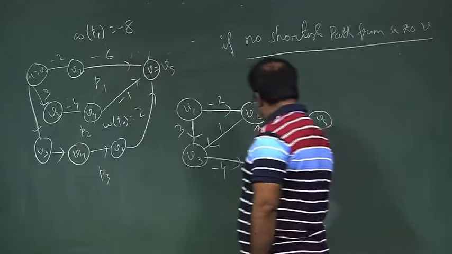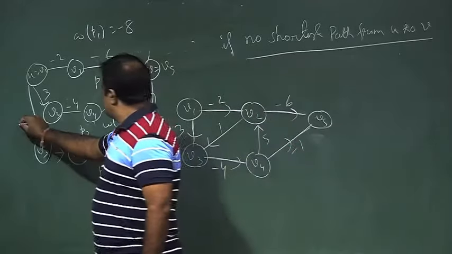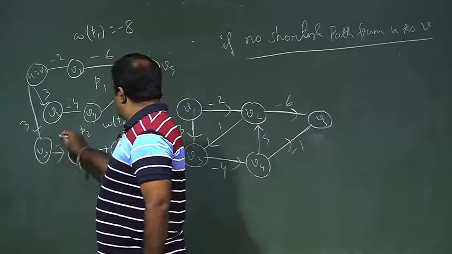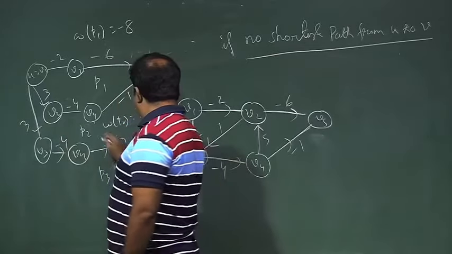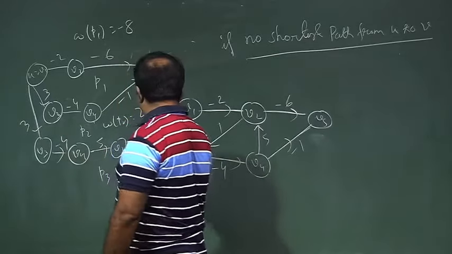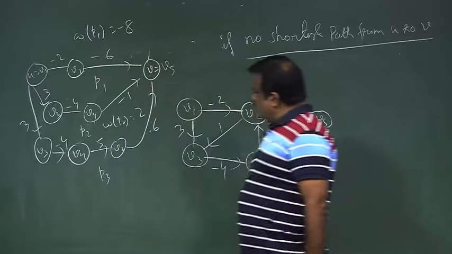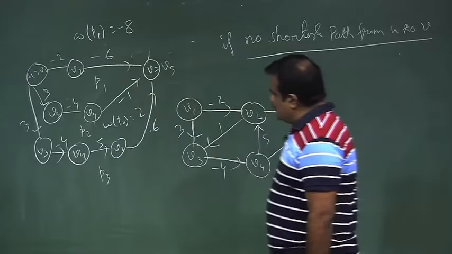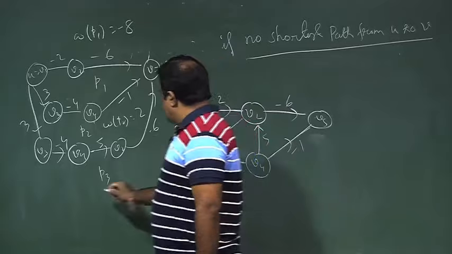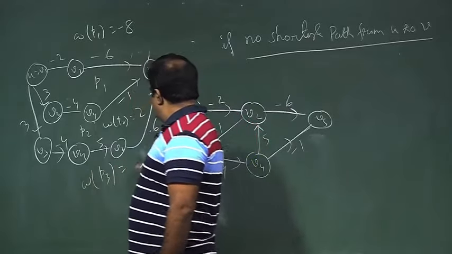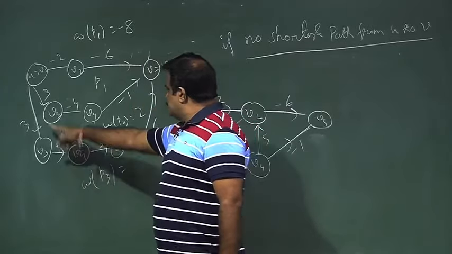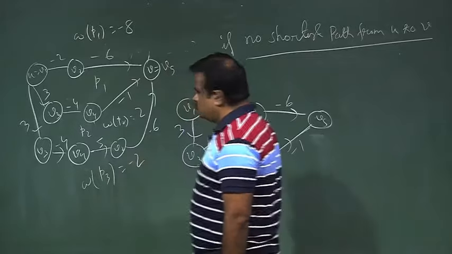So weight of this path is how much? So this is again 3, this is -4, this is 5, and this is -6. So this is coming out to be weight of this P3 is basically, so -10 plus 8, so -2. Okay.